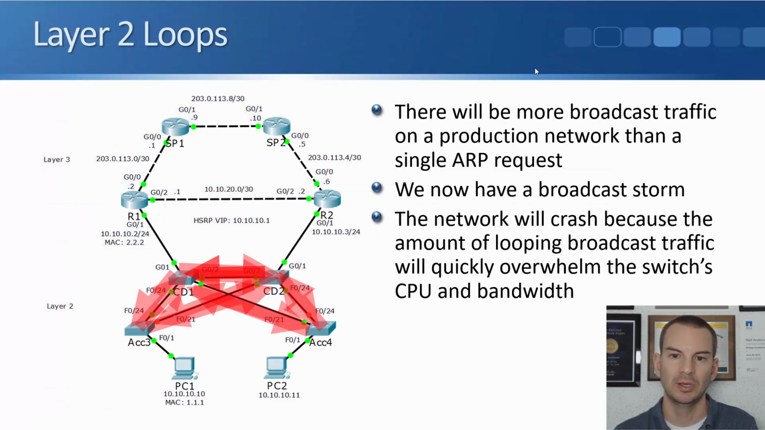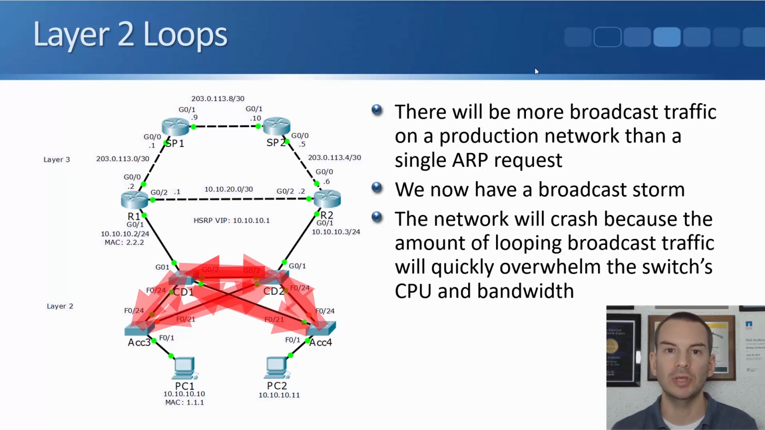And there's going to be more broadcast traffic on our network than just that single ARP request from PC1 going to R1. There's going to be loads of other broadcast traffic as well, like other ARP requests, DHCP requests, etc. And if we do have loops on the network with all that broadcast traffic going around, we're going to get a broadcast storm. The network will crash because the amount of looping broadcast traffic will quickly overwhelm the switch's CPU and bandwidth.